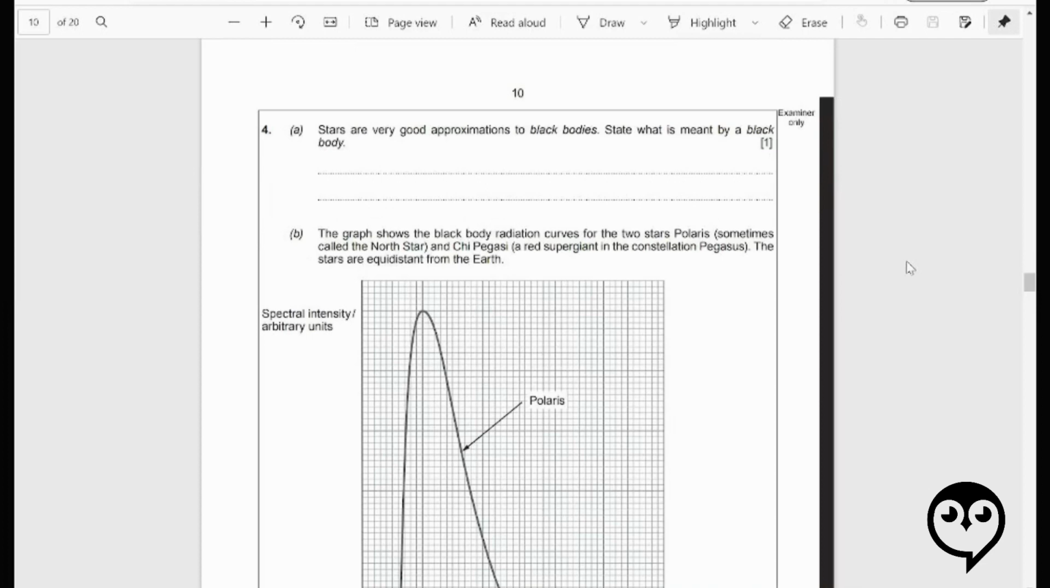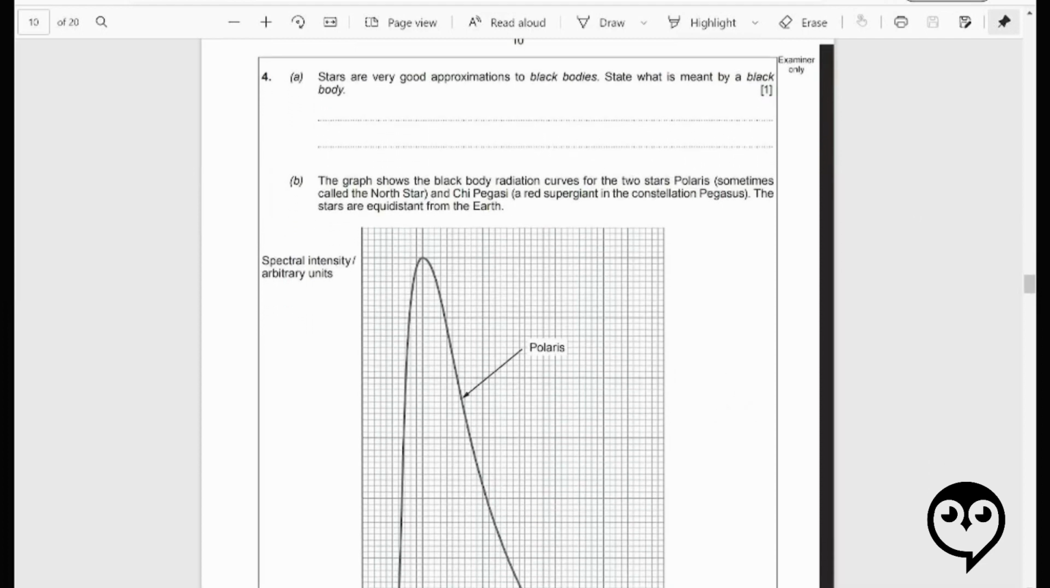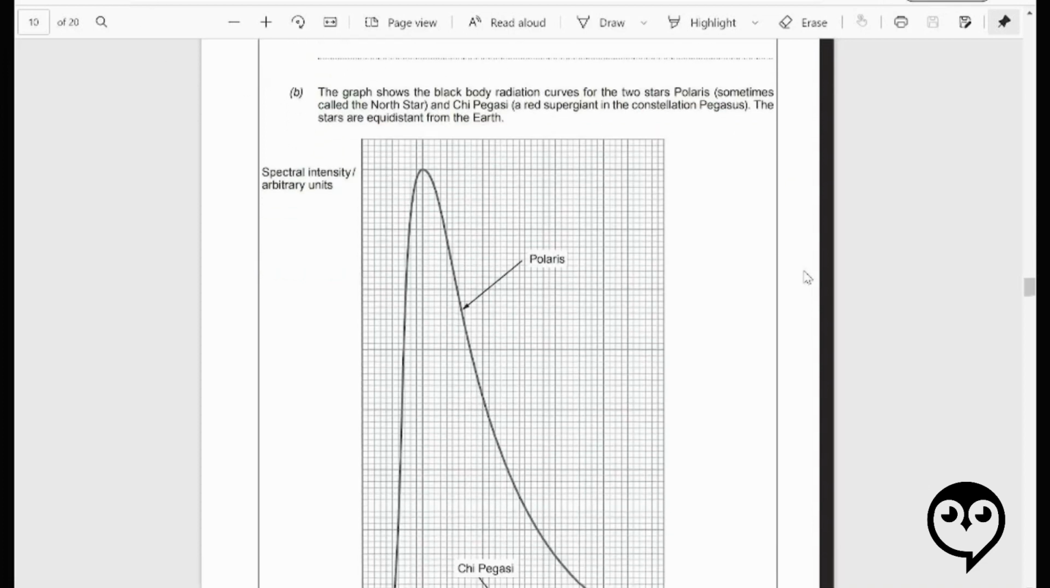Stars are good approximations to be black bodies. What's meant by a black body? We say black bodies are perfect emitters or absorbers of radiation. Okay, that might be one way to look at it. We'll take a look at the mark scheme in a moment. It's 1 mark. This graph shows the black body radiation for 2 stars.